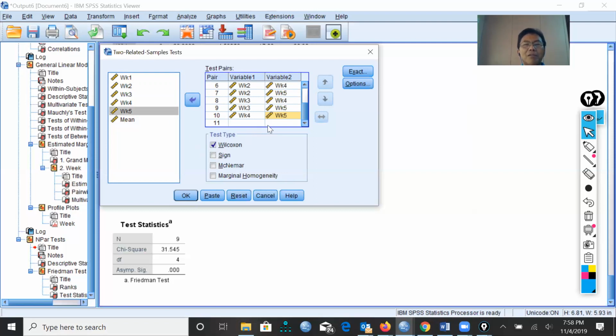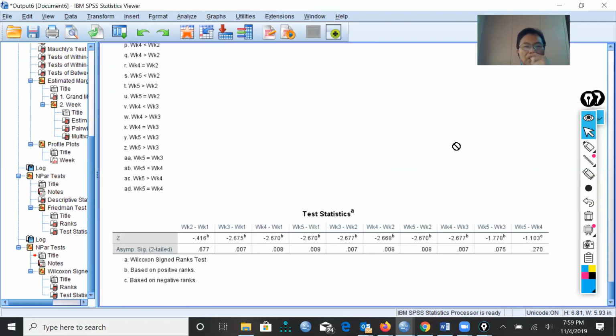So it's Wilcoxon, and if you go okay, this tells you exactly what pairs are statistically significant. Okay. So you can see here, no difference between week 1 and 2. Okay. But week 1 and 3, there are differences. Week 1 and 4, week 5 and 1, week 2 and 3, week 2 and 4, week 2 and 5, week 3 and 4, and those are the pairs that are statistically significant.